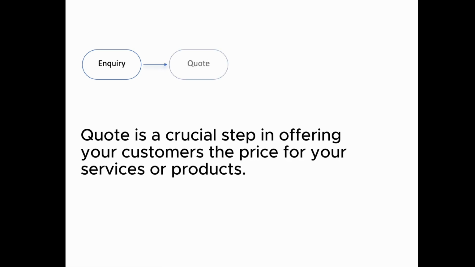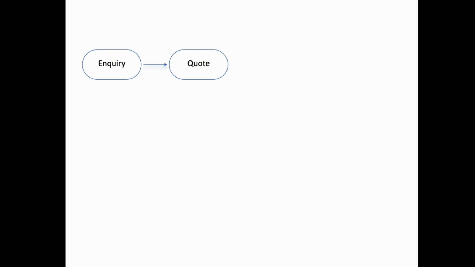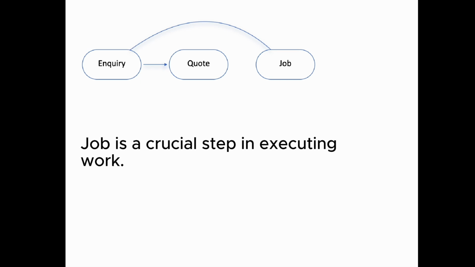First, we have the inquiry. This is the initial step in gathering and recording user requirements. Once you've completed discussions with the customer, you can convert the inquiry into a quote. The quote is an important step in offering your customer a price for your services or products. Alternatively, you can convert the inquiry directly into a job. The job is where you execute the work. After the customer agrees to the quote, you can then convert the quote into a job and start the work.